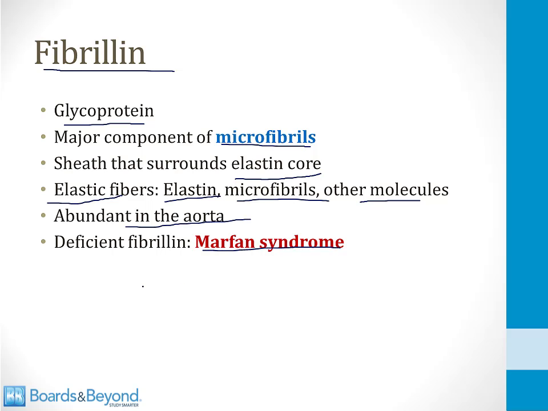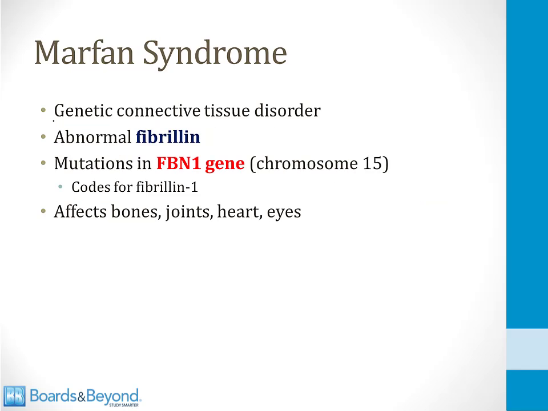leads to Marfan syndrome. Marfan syndrome is a genetic connective tissue disorder that results from abnormal fibrillin glycoproteins. It is caused by mutations of the FBN1 gene on chromosome 15, which codes for fibrillin 1, and it has clinical manifestations that involve the bones, joints, heart, and eyes.